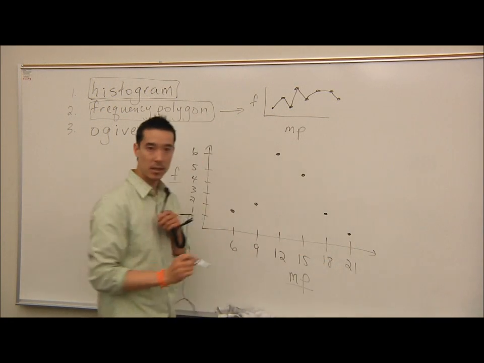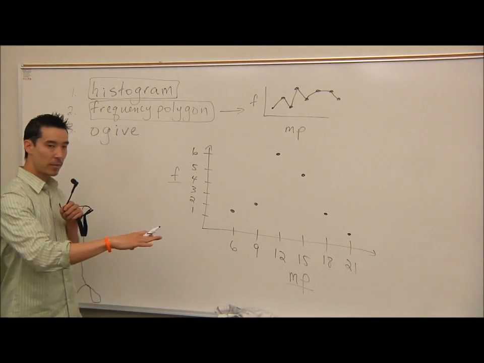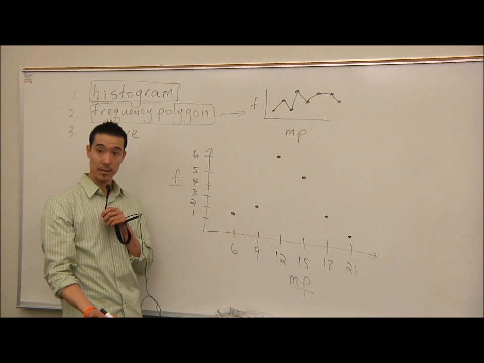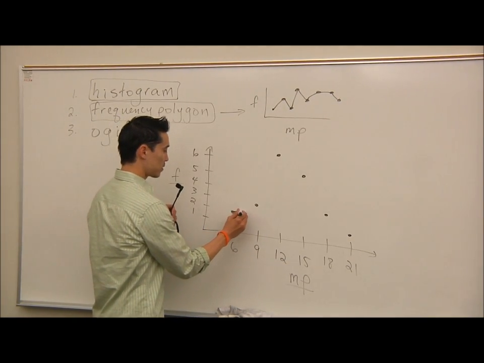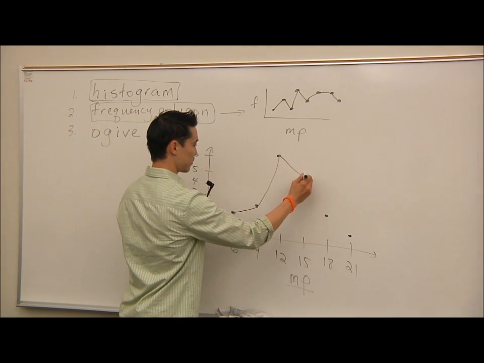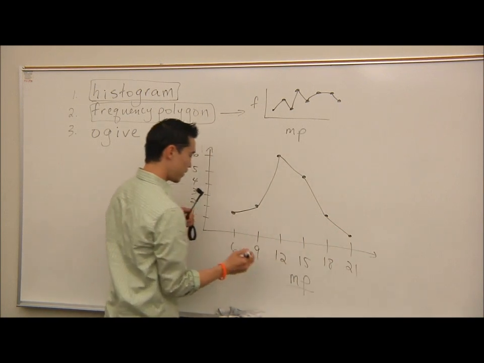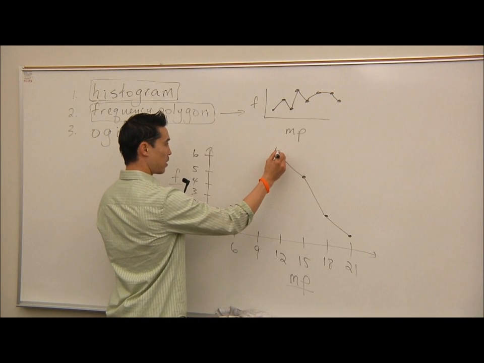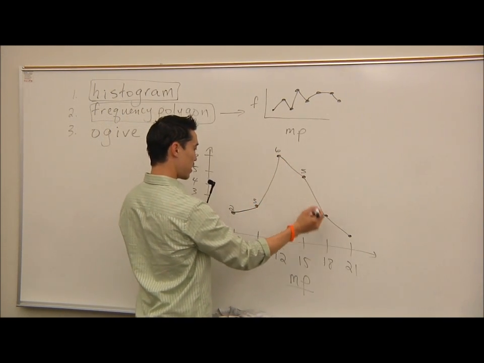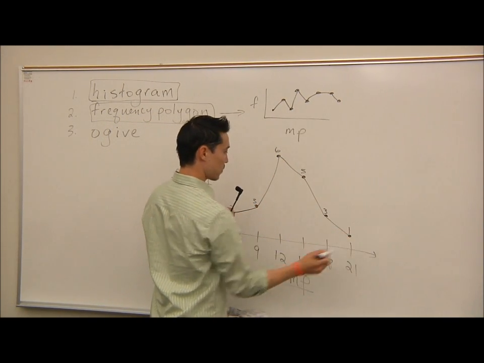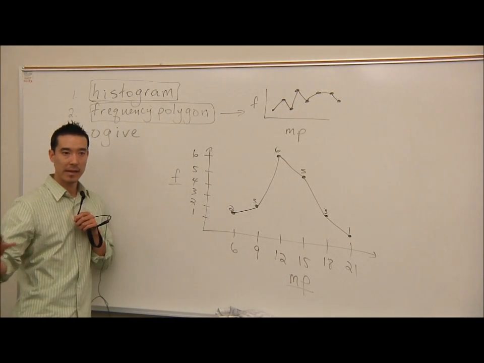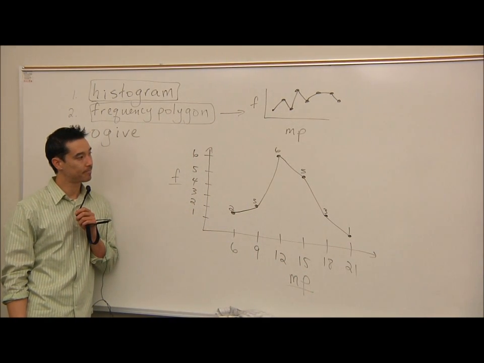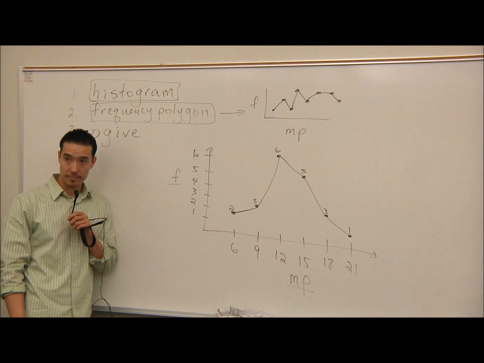So everybody see where those dots are coming from? So look at your midpoint and look at the frequency. And that's it. Then connect these dots with a straight line. Okay? And again, if you want to help the reader, you could label that so they know exactly how many were there. And that'd be really nice. There's my frequency polygon. Any questions on that one?